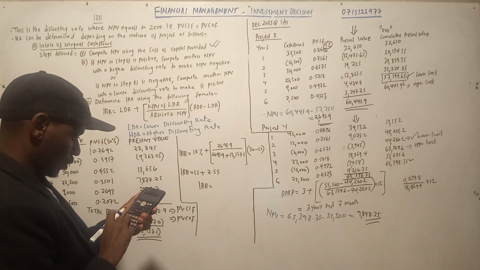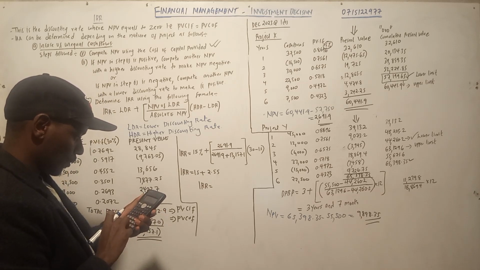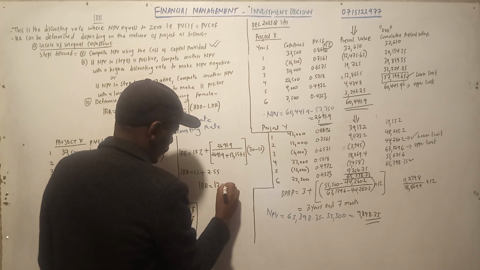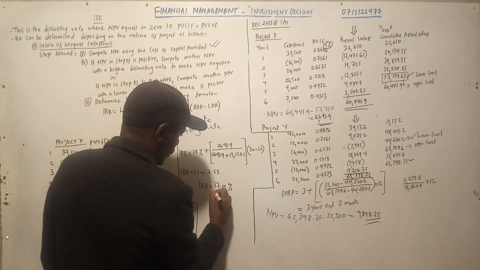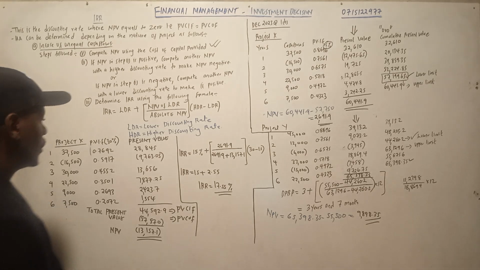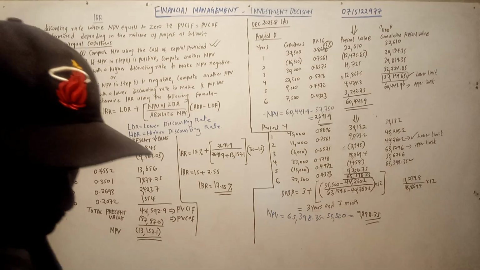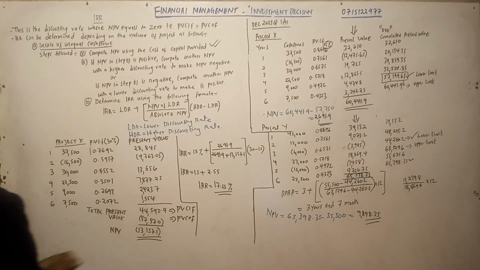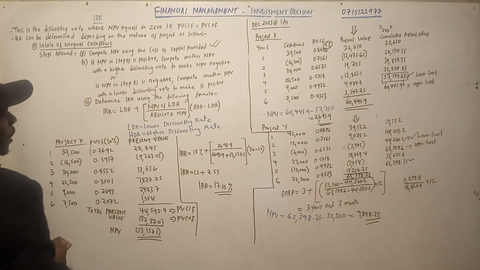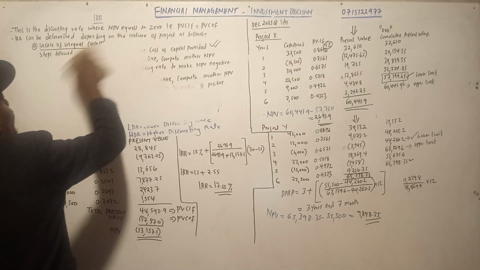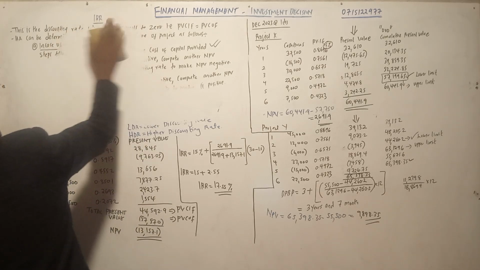So IRR itakuwa ni ngapi? So 15 plus 2.55 is 17.55%. That is how you do it. That's how you get the IRR. Now, decision criteria. Let me give you the decision criteria. So allow me to wrap this upper part. So tumeshamalizana na theory hapo.